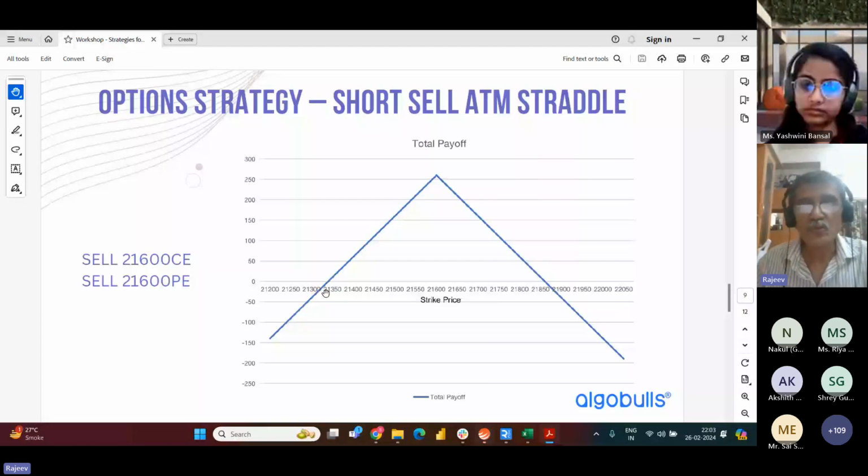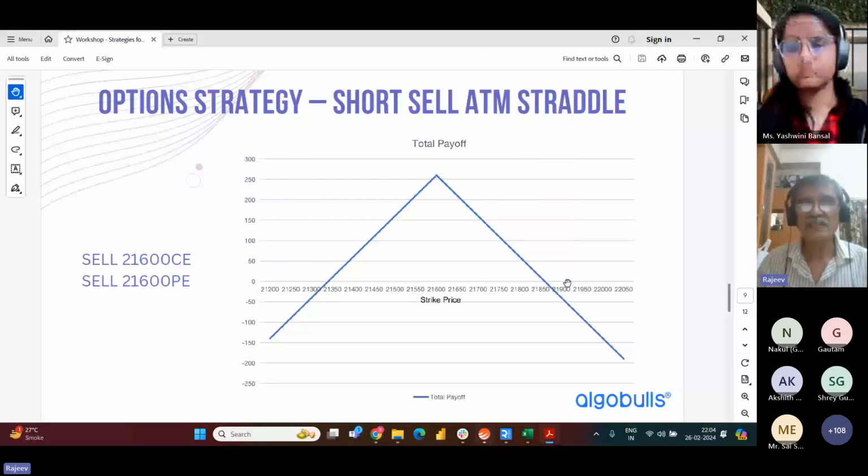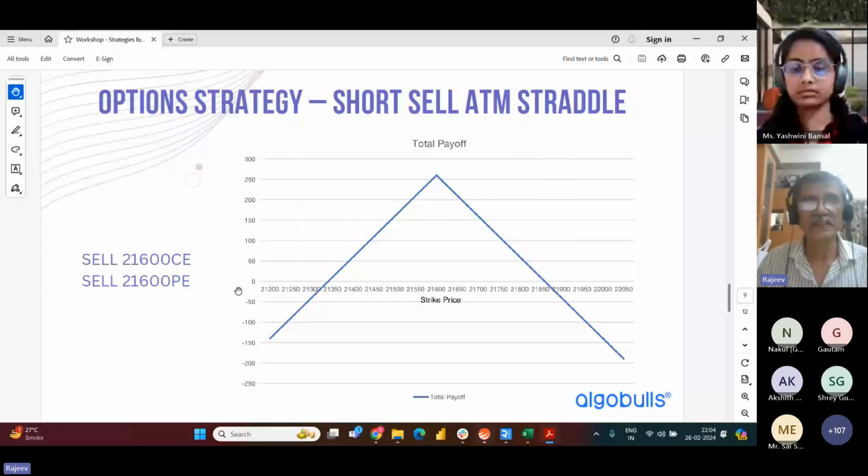So right from almost 21,350 to 21,850, in this 500 point range, if Nifty remains throughout till the expiry, I'm likely to end up making some profit. However, if it goes beyond 21,350 or beyond 21,850, this is where the loss starts happening. So this is the zero line. Once it goes below the zero line, you end up making losses. Above the zero line, you end up making profits. So this is the payoff chart.